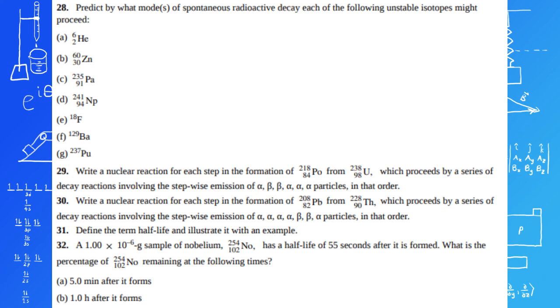32. A 1.0 times 10 to the negative 6 gram sample of nobelium has a half-life of 55 seconds after it is formed. What is the percentage of nobelium-254 remaining at the following times? 5 minutes after it forms, 1 hour after it forms. Okay, well, if they're looking for a percentage, then you don't actually need to know the starting amount.